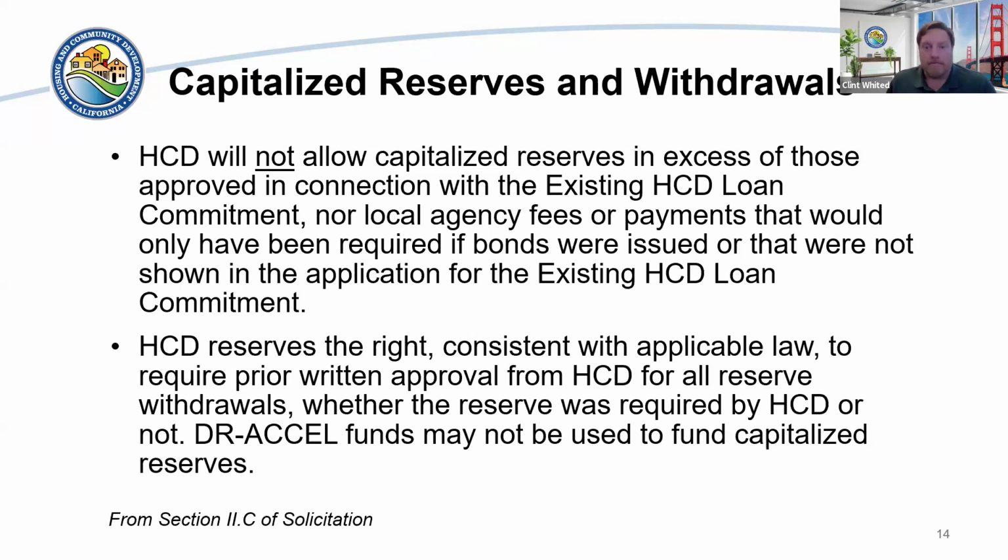With respect to capitalized reserves and withdrawals, HCD will not allow capitalized reserves in excess of those approved in connection with the existing HCD loan commitment, nor local agency fees or payments that would have only been required if bonds were issued or that were not shown in the application for the existing HCD loan commitment. HCD also reserves the right, consistent with applicable law, to require prior written approval from the department for all reserve withdrawals, whether the reserve was required by the department or not. DR Excel funds may not be used to fund capitalized reserves.